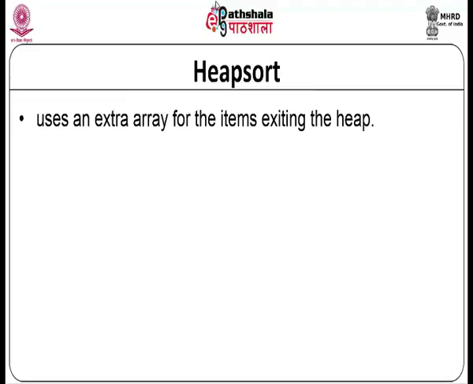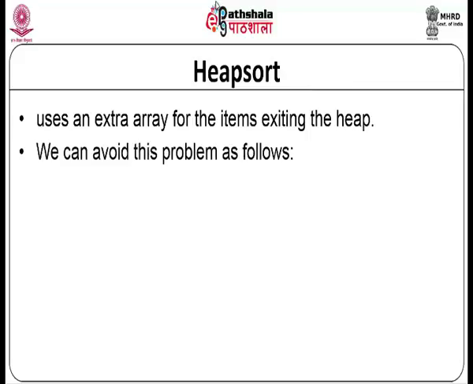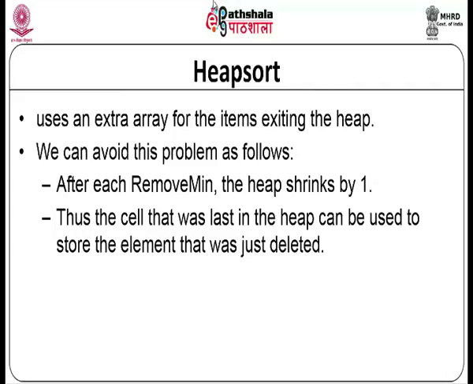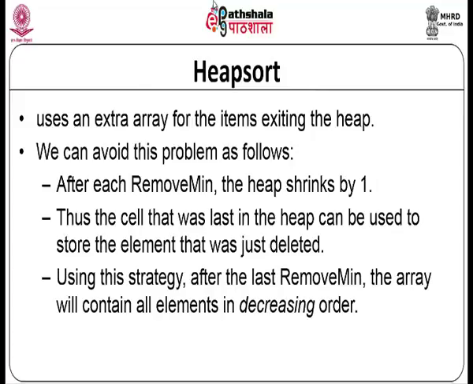Remember, the heap is represented as an array, and we can avoid this problem by shrinking the heap by 1 after each removal. The cell which was last in the heap can be used to store the element that has just been deleted. So, using this strategy, after the last removal, the array will contain all the elements in decreasing order.